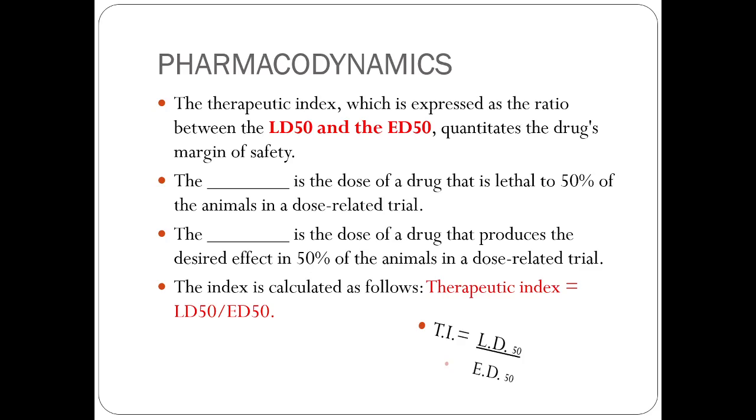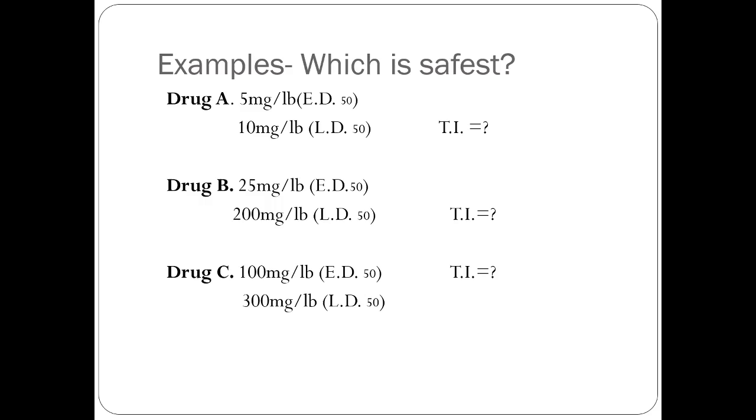Our therapeutic index is then 2. If the lethal dose is, say, 50, and the effective dose is 10, then our therapeutic index is 5. So which do you think is a safer drug? The one where the lethal dose was 20 mg per kg and the effective dose was 10 mg per kg and the therapeutic index was 2, or the drug where the lethal dose was 50 mg per kg and the effective dose was 10 mg per kg and the therapeutic index was 5? The safer drug is the drug that has the higher therapeutic index. There's a bigger gap between the lethal dose and the effective dose.